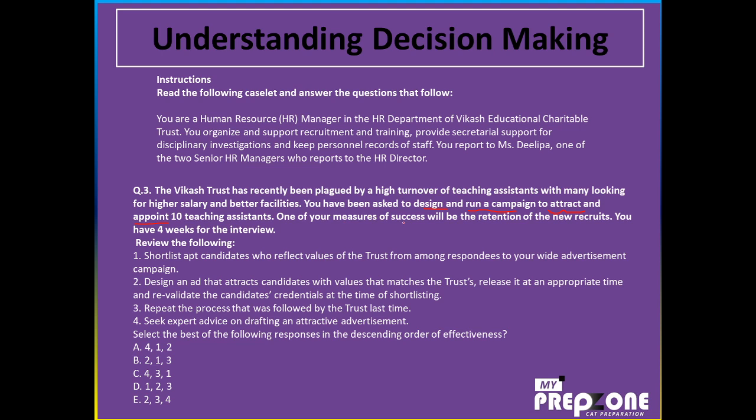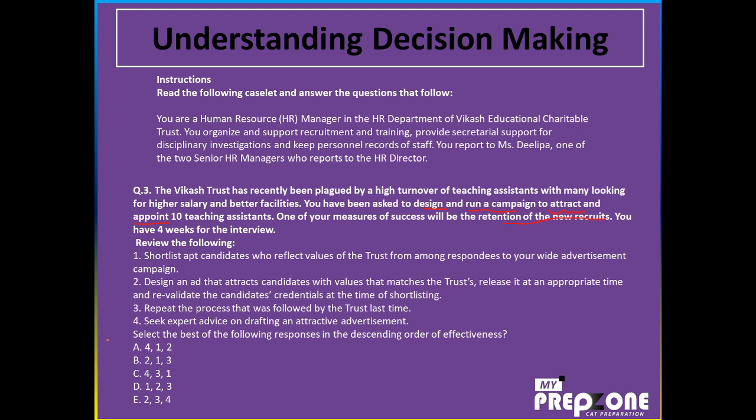One of the measures of success will be the retention of the new recruits, which means you need to select people who will stay, and on their retention basis, your success will be measured. For example, if you hire these 10 assistants and all these 10 assistants leave you in, say, 4 or 5 months, then this is something that you don't want to do, because you will be rated accordingly. So you want people who would stick. And you have 4 weeks for the interview.